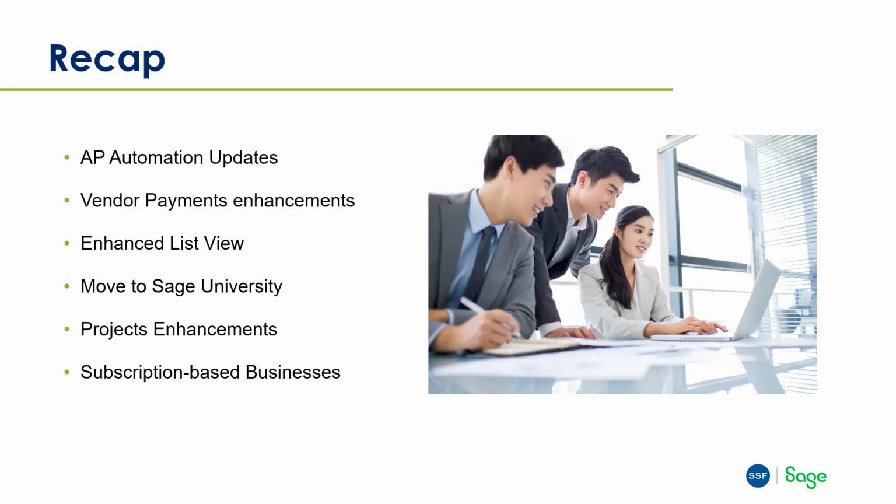Oh, okay. So we've covered today the AP automation updates, primarily the very exciting new invoice upload and email. We talked about some enhancements on the vendor payments by CSI. Michael showed us that exciting new enhanced list view, which is currently in beta on the vendor table. And we talked about moving over to Sage University. Michael shared some enhancements on the projects module and, of course, the subscription-based businesses that are using the contracts module.